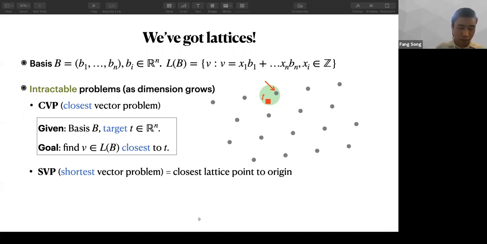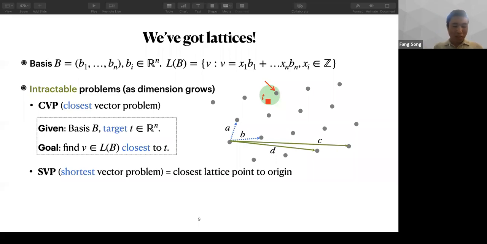You might be wondering, these problems don't seem that difficult from this picture. For example, we might be able to tell that this vector A seems to be the shortest one.